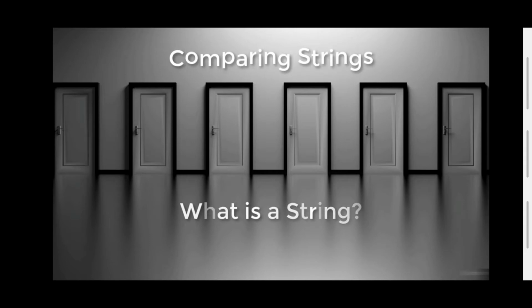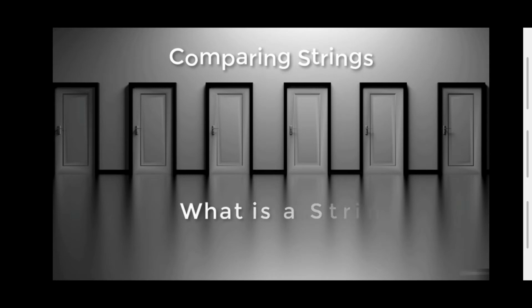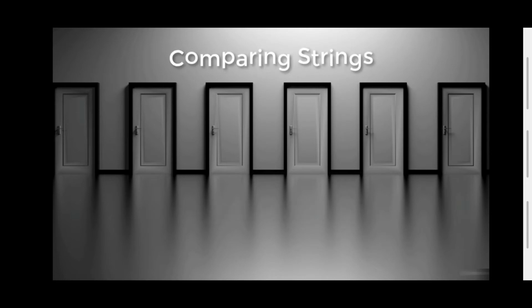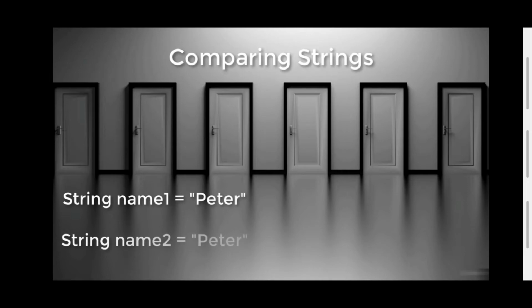Now, for every piece of string or text that we create, we are creating an object of the string class. We will look at classes and objects in more depth later on. For now, consider the following example. String name1 equals Peter. String name2 equals Peter as well. You can see the spelling for the two is exactly the same.